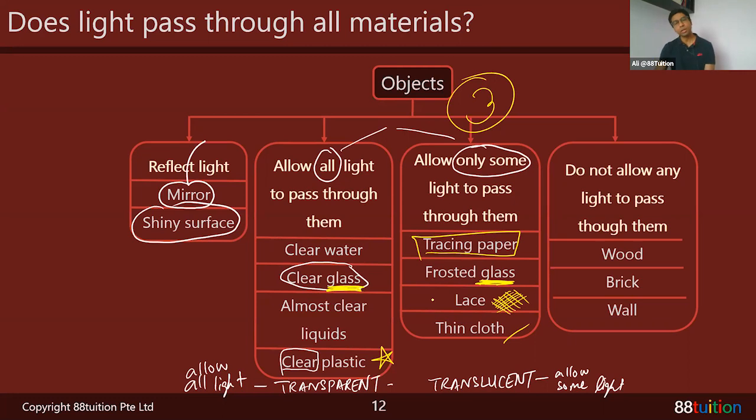Okay, and then the last one, those that do not allow any light to pass through them. This is too easy. What does that mean? It's too easy because everything else that is not transparent or translucent, or is reflective, is going to be, what's the name for this?